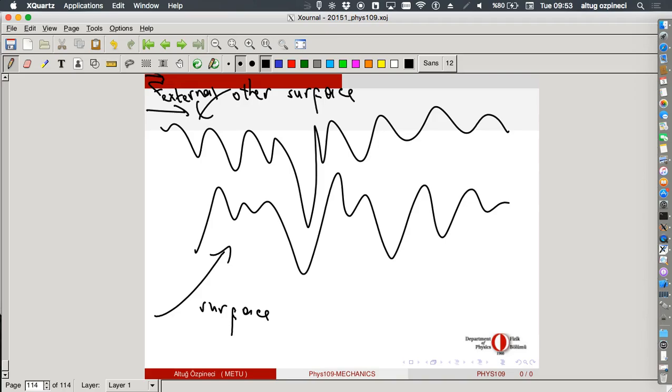Because if the surfaces are just moving on top of each other, they will not have enough time to go into one another. It will not be possible. There will be very small parts that go into each other, but they will just slide. So that's one of the models which explains why the kinetic friction should be smaller than the static friction. This is a kind of mechanical mechanism.